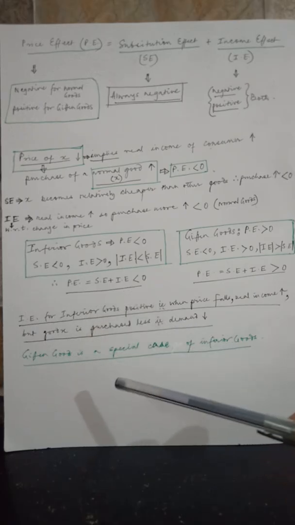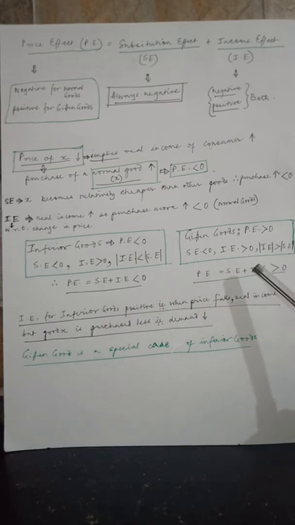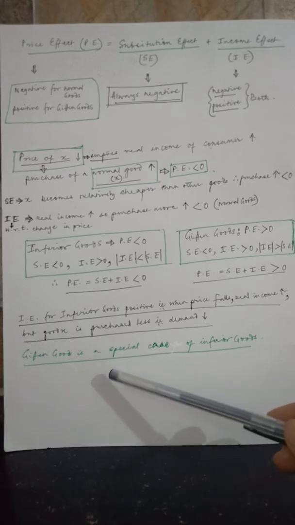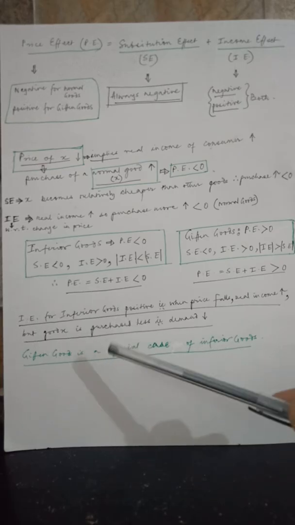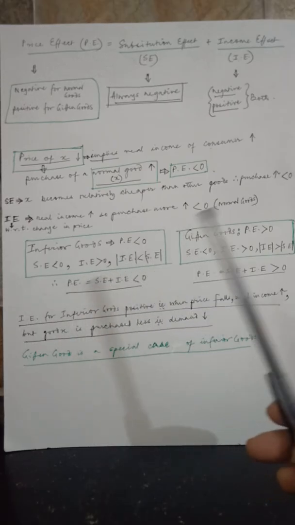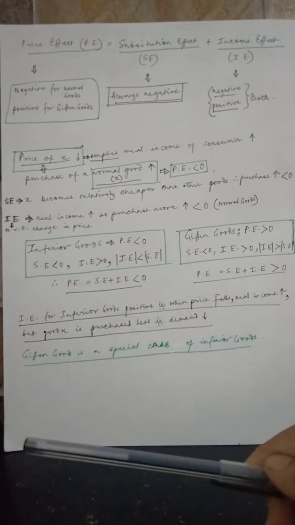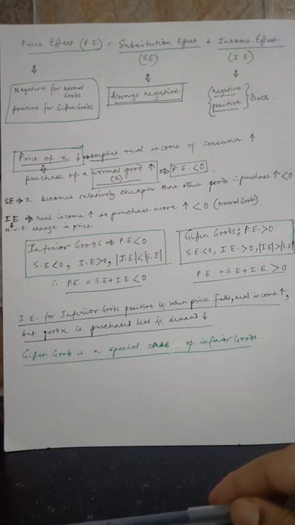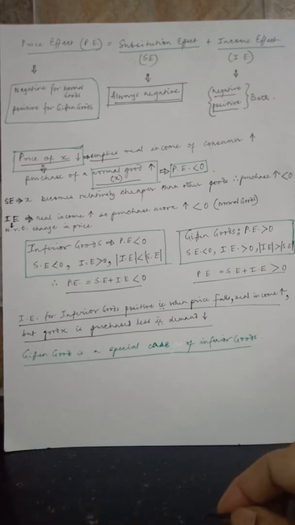And for Giffen goods, it is actually the reverse of the inferior goods case. The substitution effect is less than the income effect, so price effect is positive. So Giffen goods are a special case of inferior goods, because both have positive income effect, but Giffen goods have positive price effect too. Now this is all for today's class. This would explain the substitution effect and income effect for a price change.